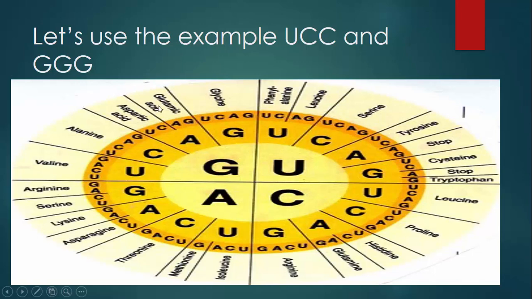And then I have GGG. Start from the inside out. I have G. Here's my other G. Doesn't really matter if it's a G, A, C, or U, because they all code for the same thing, glycine.